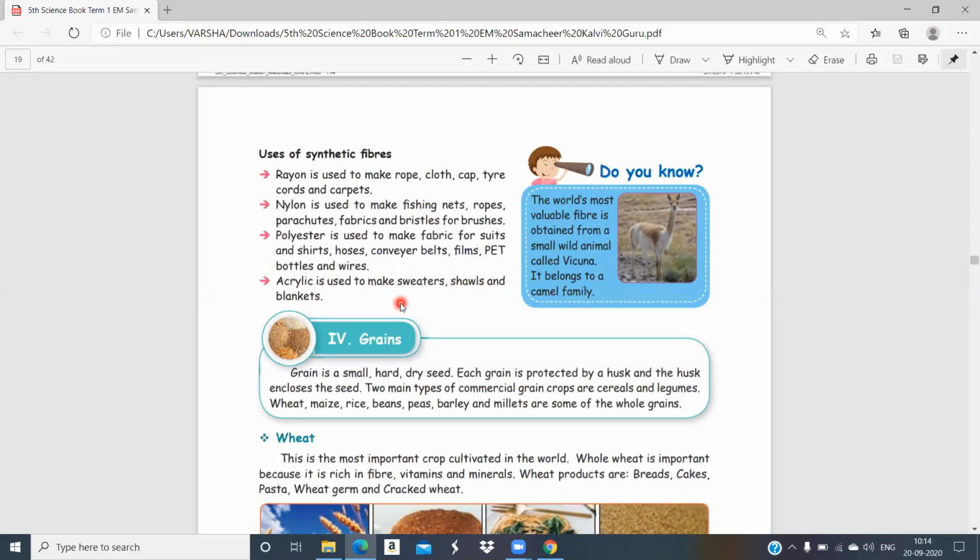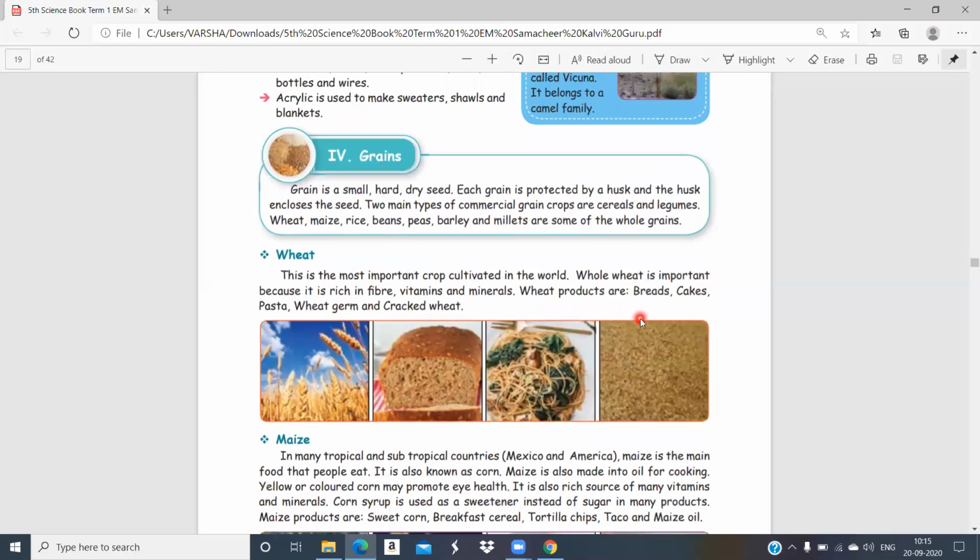blankets. And this rayon is used to make rope, cloth, caps, tires, cards and carpet. And fishing nets, ropes, parachutes, files and so on are all made of nylon. And polyester fibers: suits, shirts, belts and all are made of polyester fibers. Sweaters, shawls and blankets are made of acrylic.